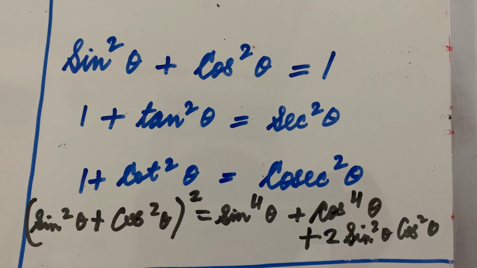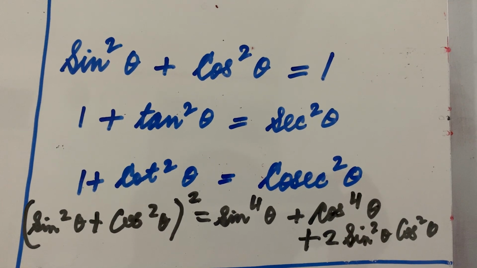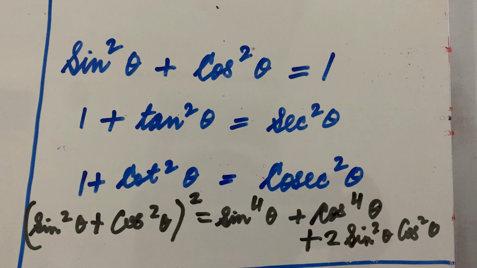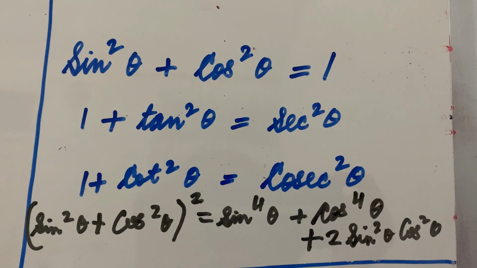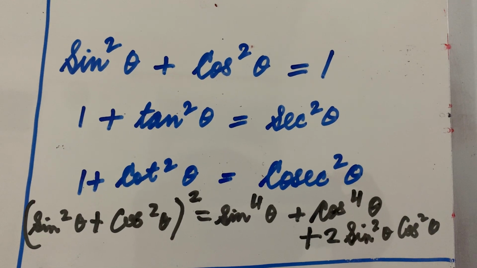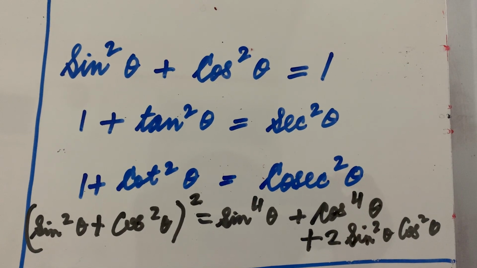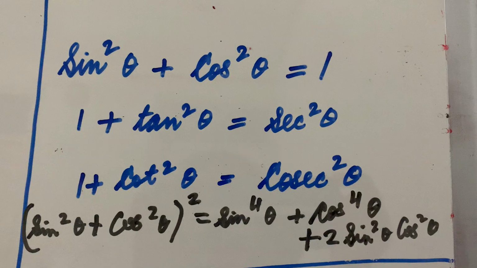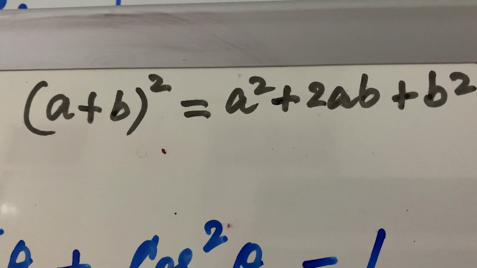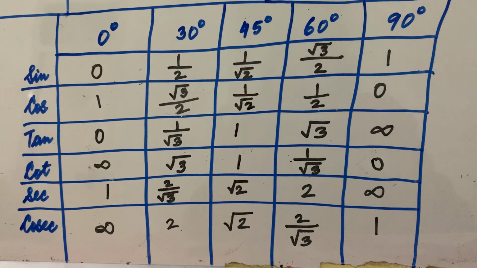Next are these formulas. Sine square theta plus cos square theta equal 1. 1 plus tan square theta is sec square theta. 1 plus cot square theta is cosec square theta. Now if we do sine square theta plus cos square theta whole square, then we get this. We follow this formula.